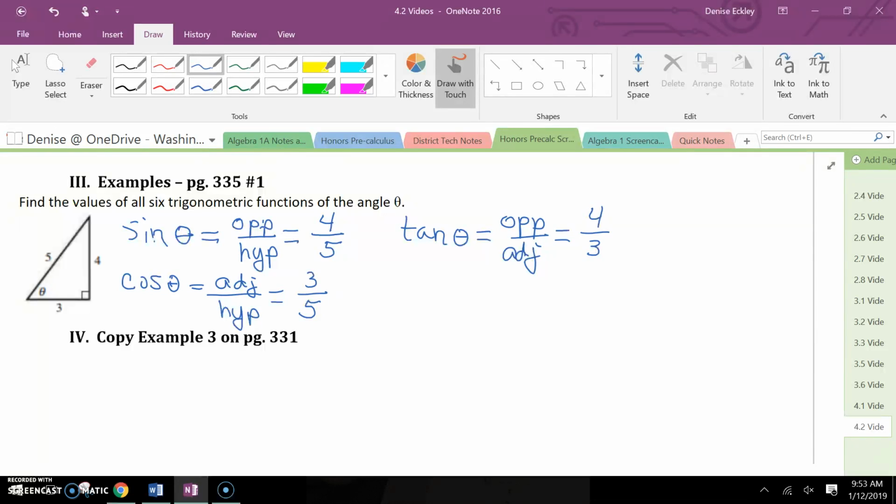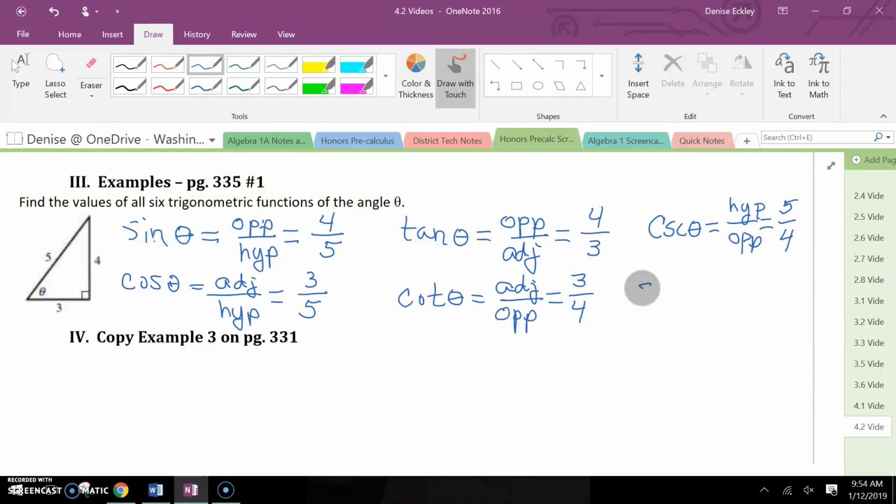Now to do the reciprocal trig functions, I'm going to do cotangent first. Cotangent of theta is the adjacent side divided by the opposite side, which is the reciprocal of the tangent, so it'll be 3 over 4. We have cosecant of theta, which is the hypotenuse divided by the opposite side, which is the reciprocal of sine, so that will give us 5 over 4.